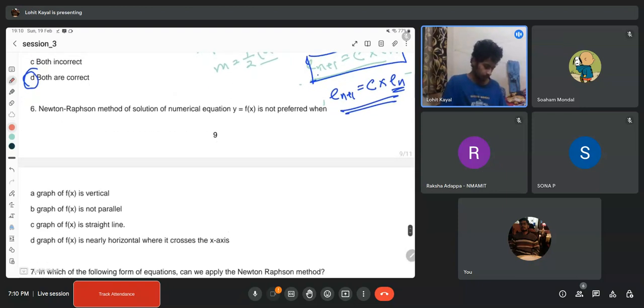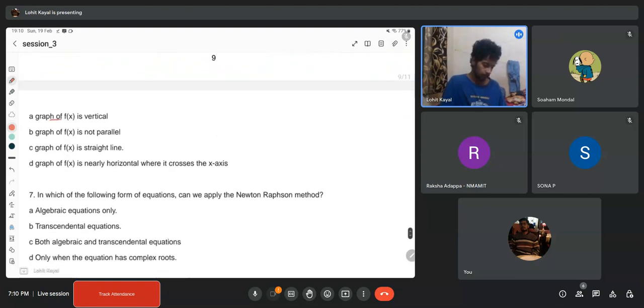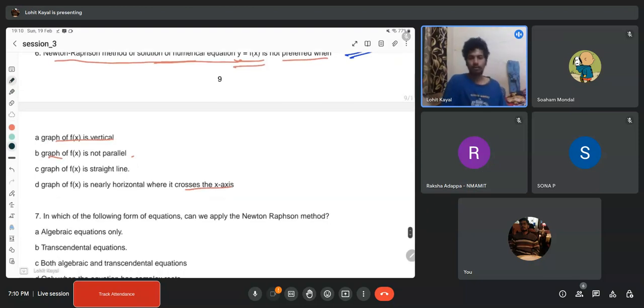Another logical question. The Newton-Raphson method for solving the numerical equation y equal to f(x) is not preferred when the graph of f(x) is vertical, is not parallel, is a straight line, or is nearly horizontal where it crosses the x-axis. So let's first go with the formula. What is the formula for the Newton-Raphson technique? It is x_{n+1} equals x_n minus f(x_n) by f prime(x_n).